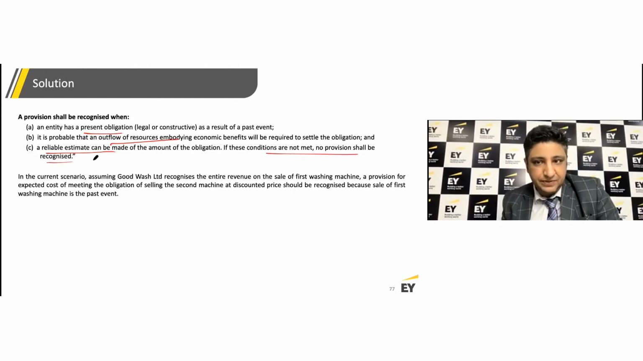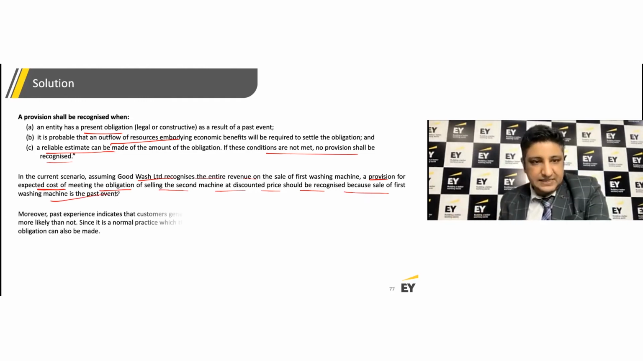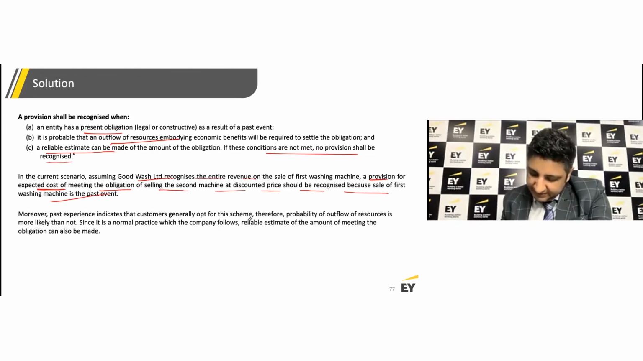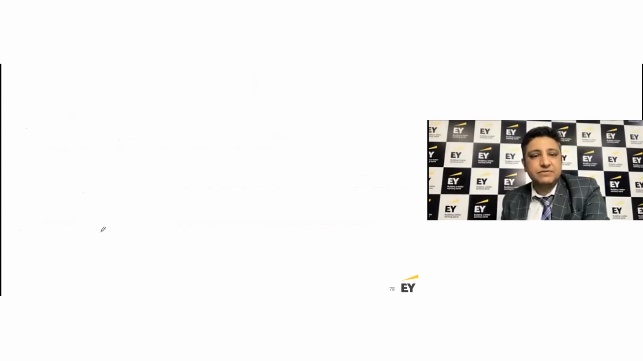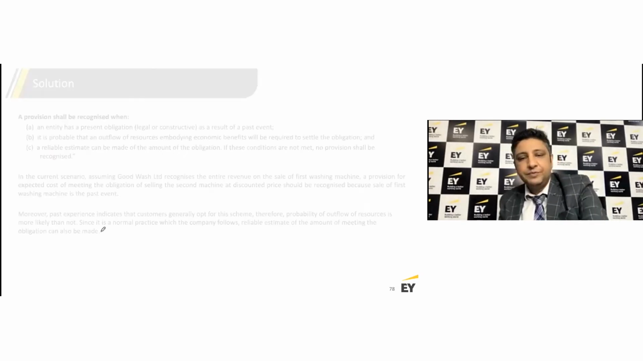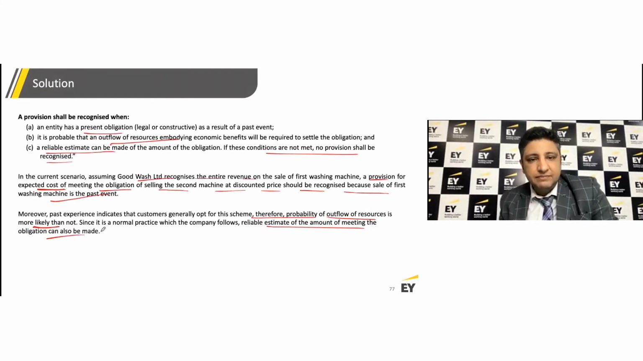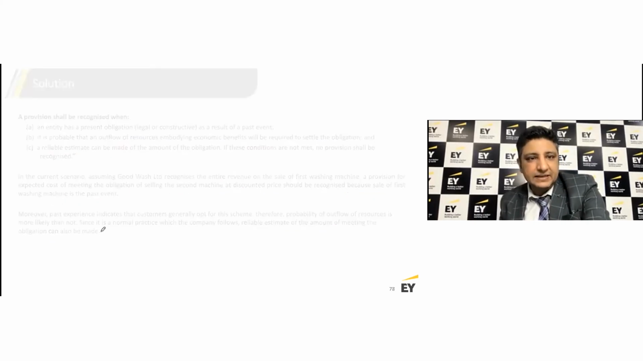Now essentially, when you're recognizing the entire revenue, for example, the provision of expected cost is there. So there's a present obligation and a past event, of course. Similarly, people opt for the scheme, so the probability of outflow of resources and a reliable estimate can also be made, which simply means that, of course, we are required to create this provision by this company. Okay, let's have a look at this scenario now.